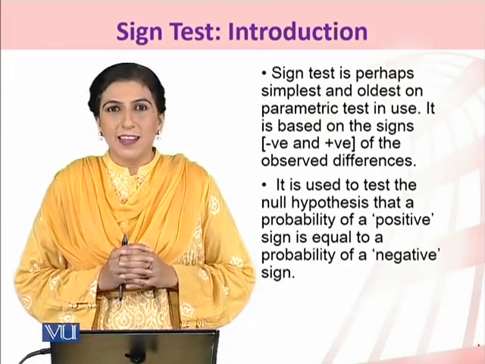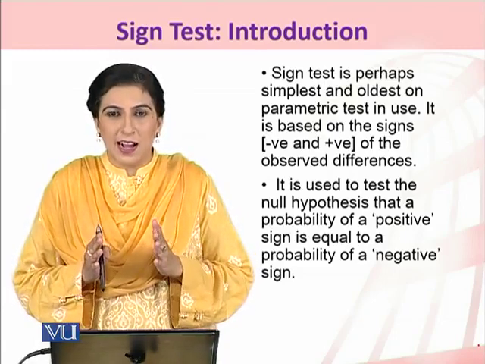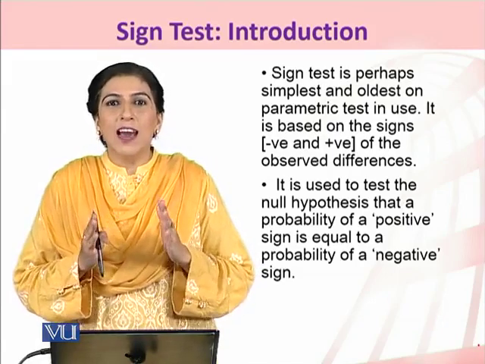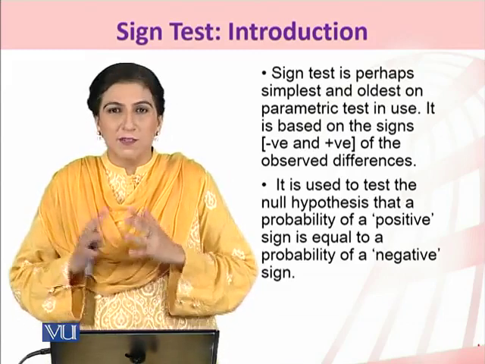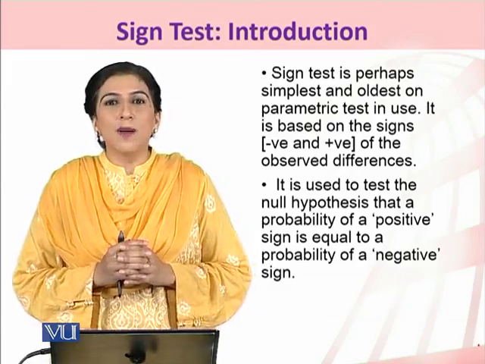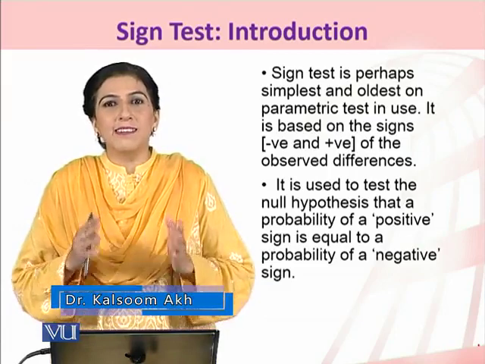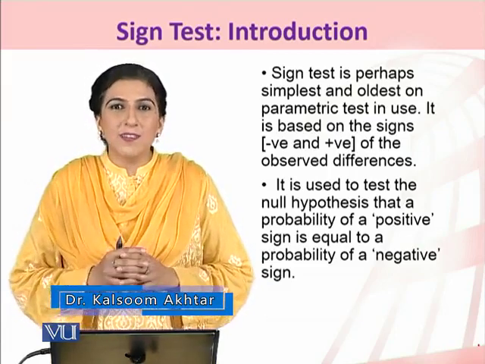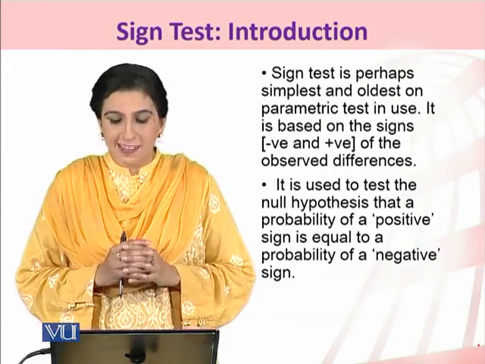So students, when we calculate the median of a variable, then we will have to see how many values are lying below the median and how many of the values are lying above the median. So the values below the median we will mark with a negative sign, and the values larger or greater than the median we will mark with a positive sign. That is why we call it a sign test.